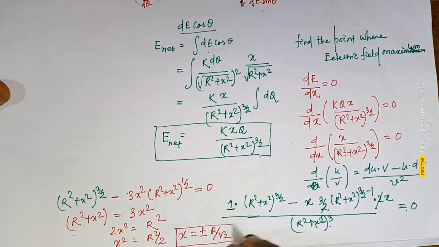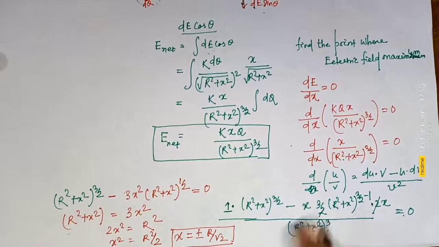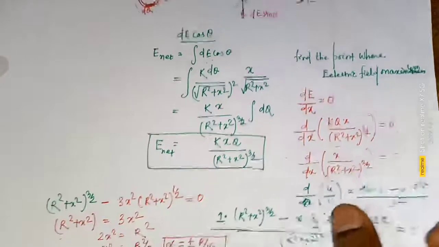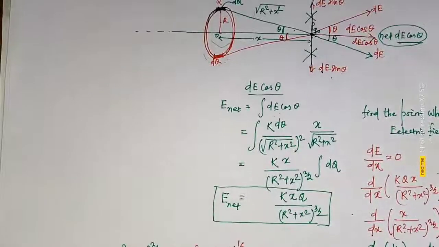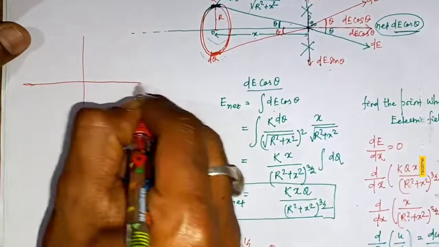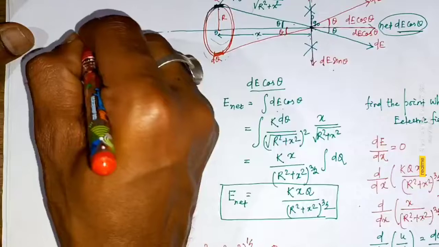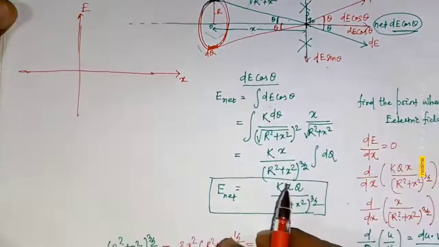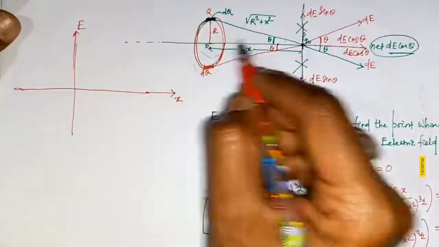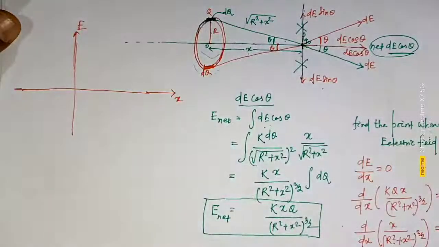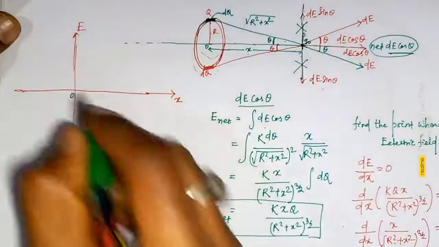This is a very important result a student must add to the checklist. At what point will the electric field be maximum? Exactly at x equals plus minus r by root 2. If I want to plot the graph of electric field with distance, a student must plot this graph carefully. This is my electric field, and this is my distance x, in the E versus x graph, because here x is varying. I can take x anywhere. One can predict the conclusion, very important.